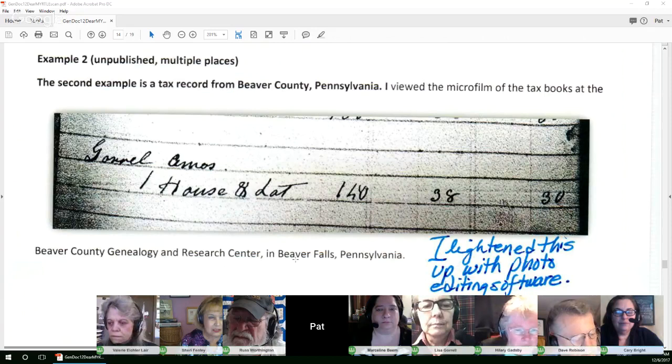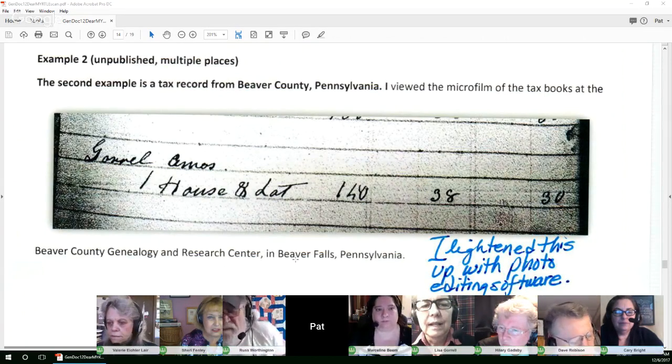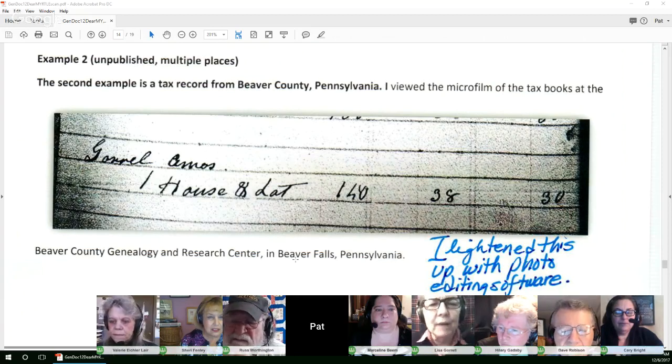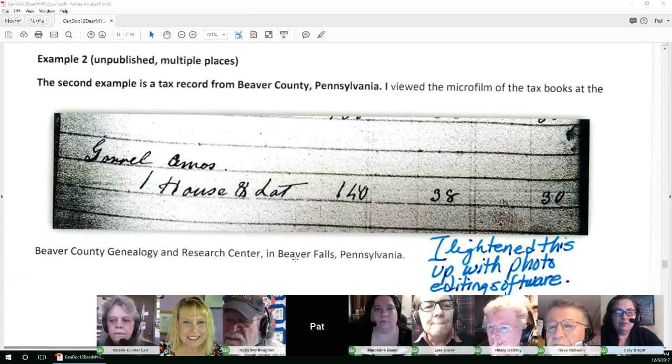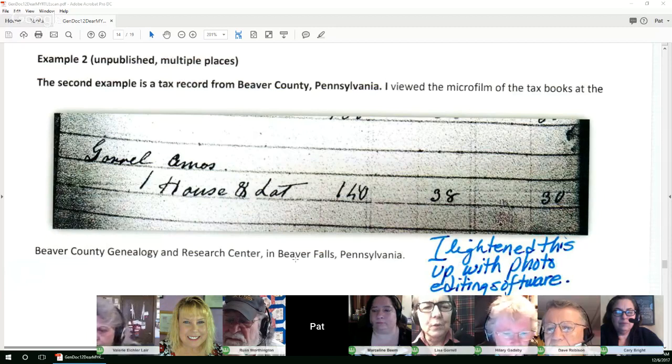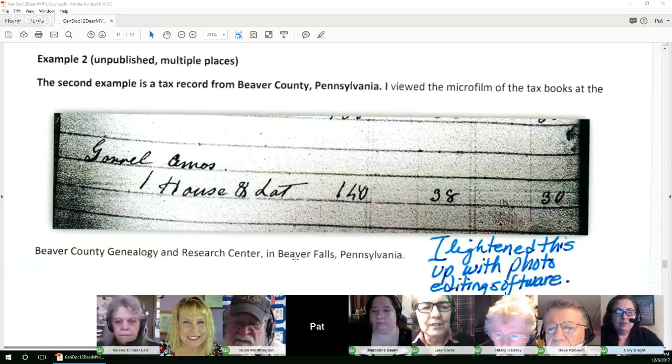So now we have a second example. And tell me about microfilm versus the original book. Yeah, so I didn't see the originals of these tax records in Beaver County, Pennsylvania. I was at a historical society. Well, actually, it was a genealogy society. And I'm thinking, because of the way the image looks, that this came from a microfilm, but maybe it came from a printed book that they had photocopied.